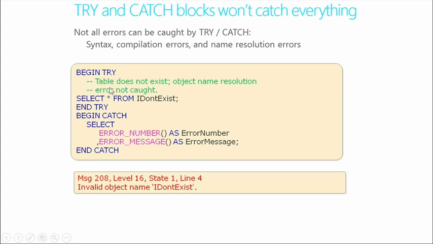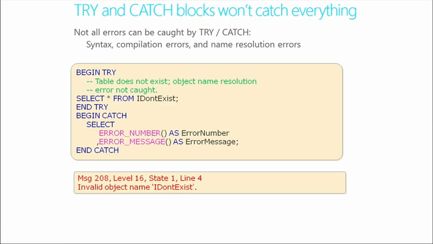We're going to do a select asterisk from I don't exist table, and we're going to end try. The catch is going to be begin catch, select error number and error message. Bad news is we're not going to use this here. We're going to just jump out, and it's not going to pick this up because of name resolution. It can't find this I don't exist, so the try catch won't work for that.